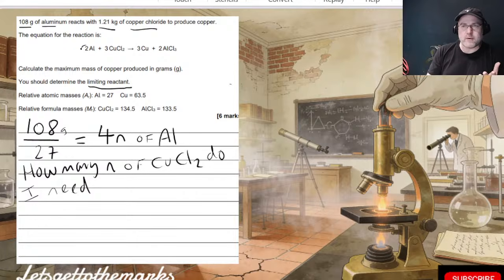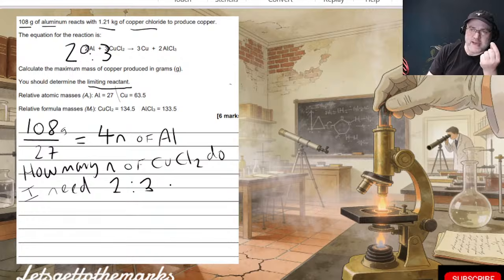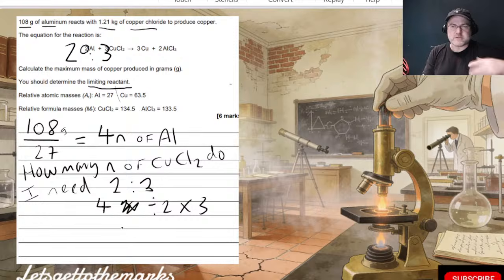So we now go to the coefficients, and you'll notice there's a big fat 2 in front of the Al, and a big fat 3 in front of the CuCl2. So the ratio is 2 to 3. I'm going to take 4 and multiply by 3 over 2, or some people prefer to divide by 2 times by 3, same thing. So 4 divided by 2 times by 3 gives us 6.